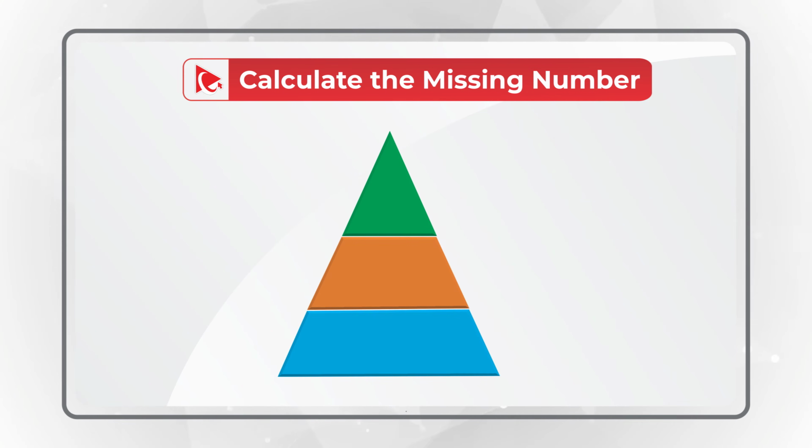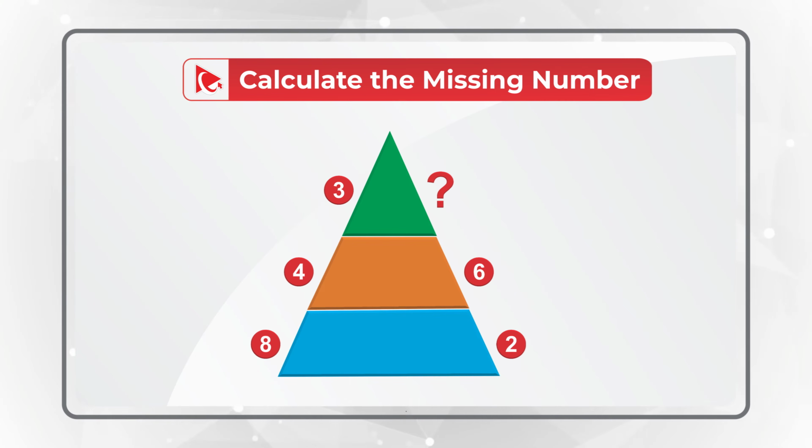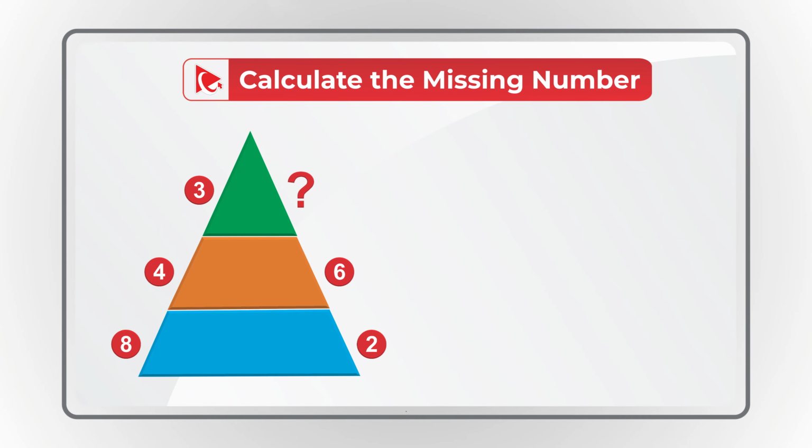At the bottom of the triangles, on each side, you see numbers 8 and 2. In the middle section of the triangles, you see numbers 4 and 6. And on the top of the triangle, you see number 3 on the left. And on the right, you need to calculate the missing number.